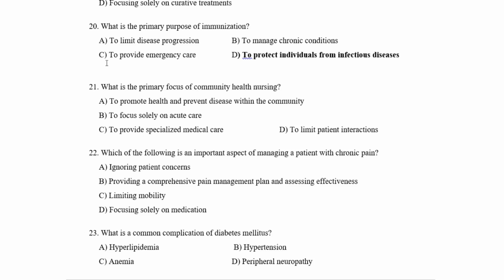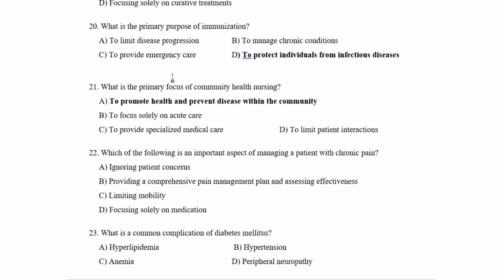Well, त्यसै गरी हामी क्वेश्चन नम्बर 21 मा हेरौँ त. What is the primary focus of community health nursing? Option A मा रहेछ to promote health and prevent disease within a community. Option B, to focus solely on acute care. Option C, to provide specialized medical care. Option D, to limit patient interaction. इसको सही उत्तर हो ऑप्शन ए, to promote health and prevent disease within a community.